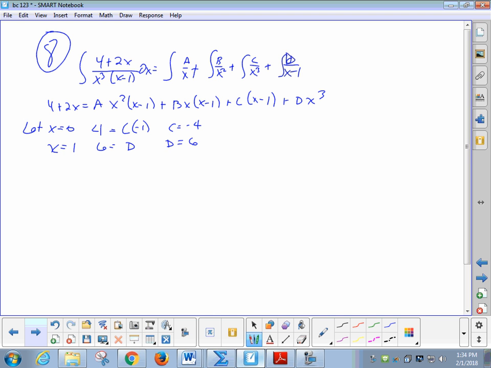All right, then the hard part comes. Now, I feel like I can get A because it has x cubes, and the only other thing with x cubes is d, which I know. So that one will go okay. I feel like A plus d x cubes needs to equal 0 x cubes on the other side. So that implies that A is negative 6. Okay? Now, the last one.